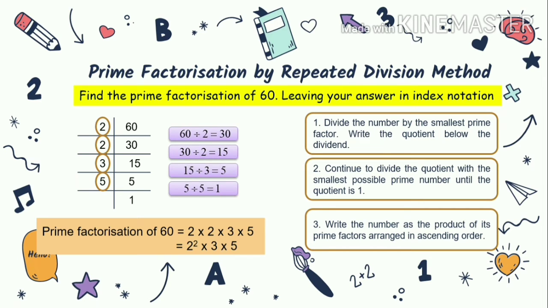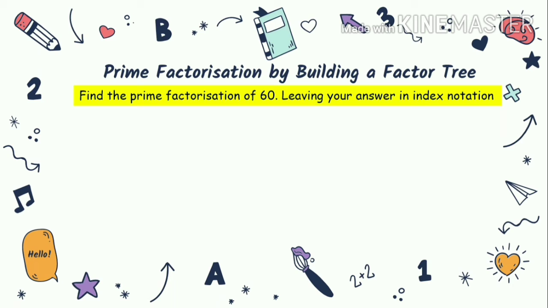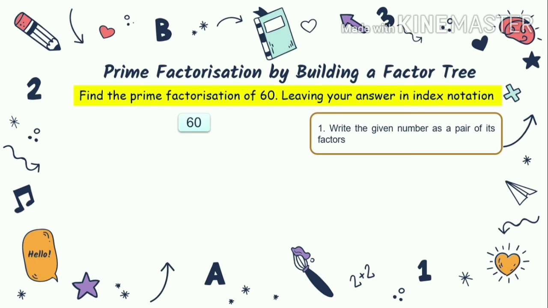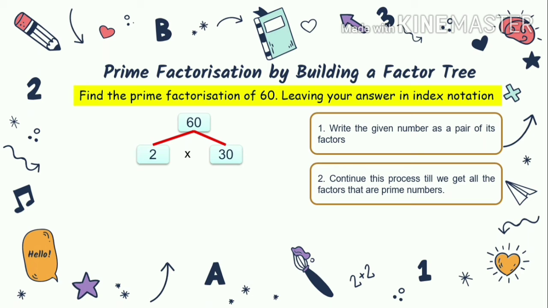Next method is to build a factor tree. Find the prime factorization of 60 and leave your answer in index notation. First, you write 60. The step is to write the given number as a pair of its factors. For 60, the smallest prime number is 2, so 60 is made from 2 times 30. Next, you continue this process until all the factors are prime numbers.